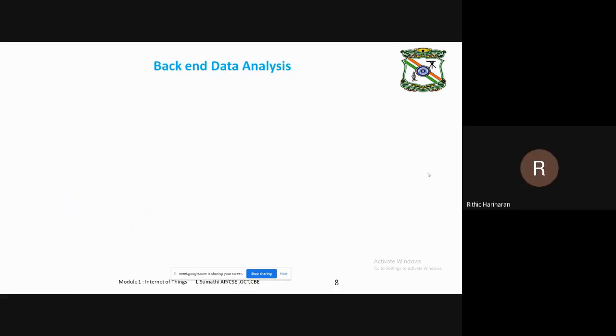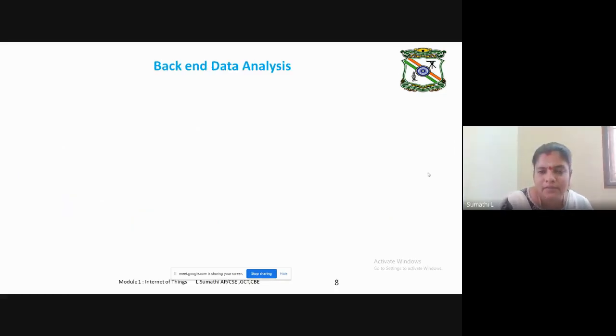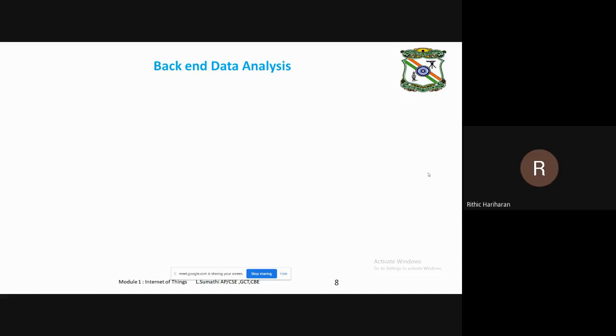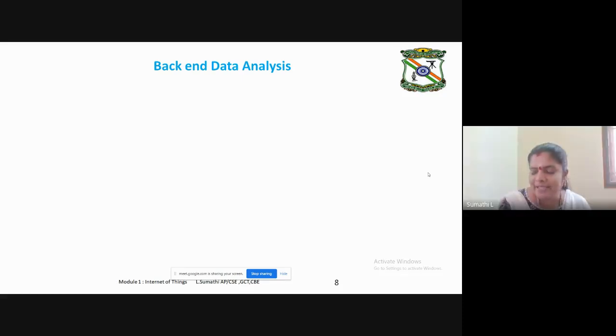Which one would be suited for long range transmission? For long range transmission we use radio waves. If I'm not wrong, that is for long range frequency. We use radio waves.